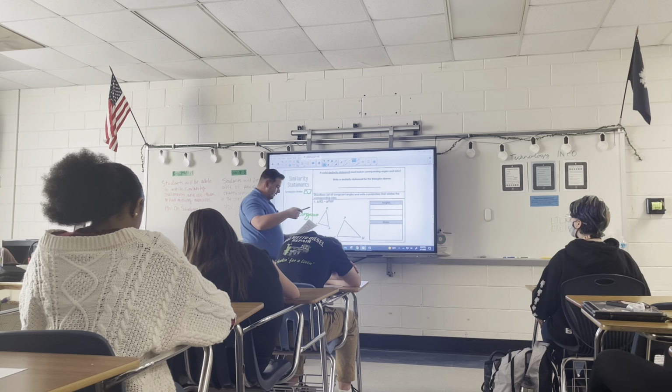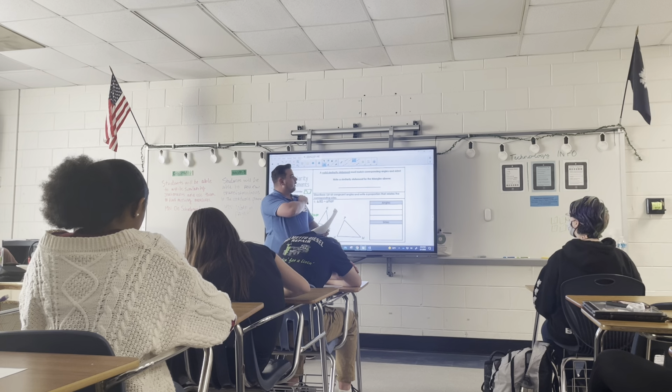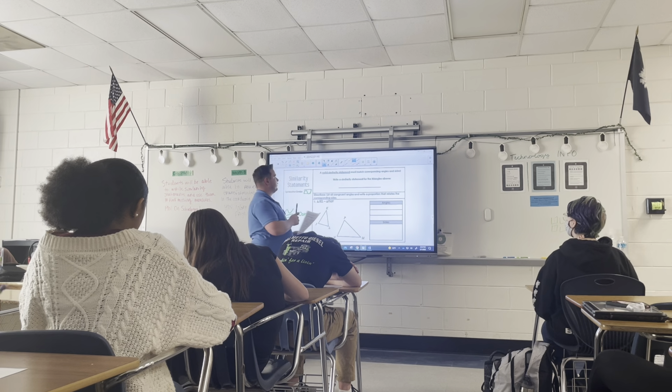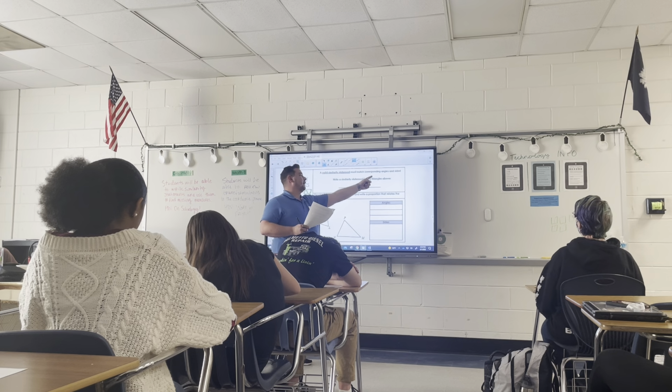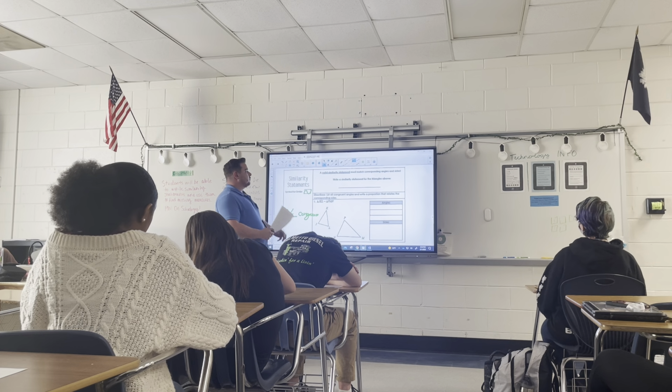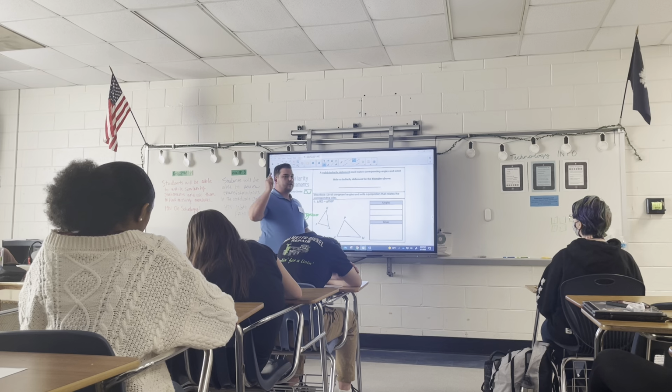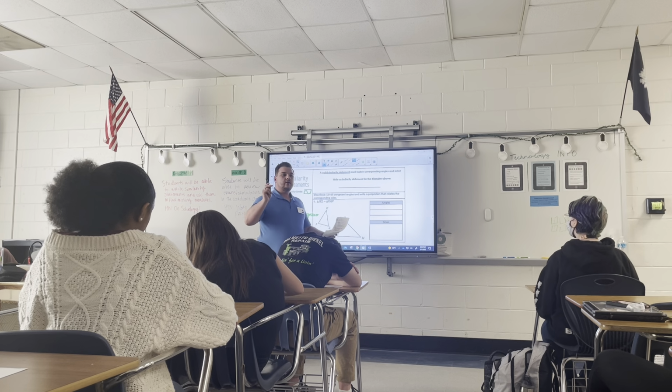So, what we found in our last picture: a valid similarity statement must match corresponding angles and sides. So, we write a similarity statement for the triangles that we just did. What would it look like?